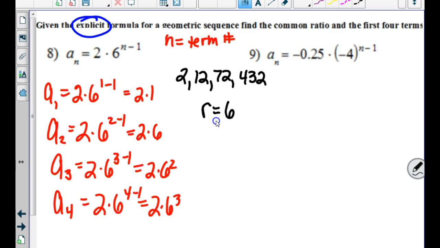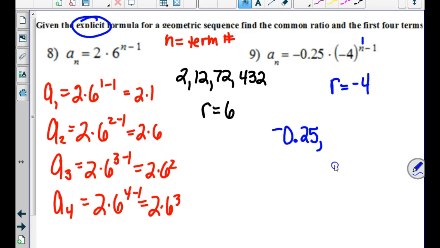Be careful. You can't always, because they can write some pretty funky explicit formulas. Okay, but I think this one we're good on. What's R and what's the first term? So R is just -4. So the first term, if we put in a 1 here, we'd end up with -4 to the 0 power, which is just +1, right? So -0.25 would be the first term.